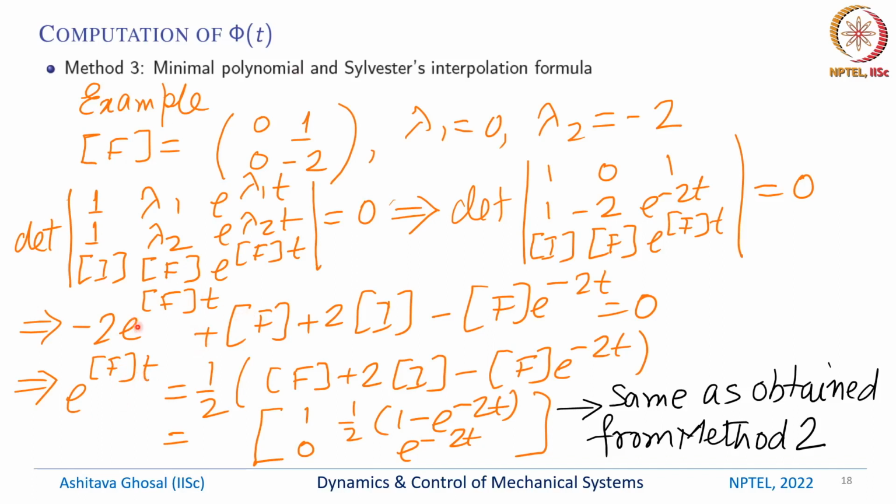So we can take e to the power ft outside and put everything on the other side. We will get half into F plus 2I minus F into e to the power minus 2t. And this, if you substitute what is F, then you can obtain 1, 0. The 1, 2 element is half into 1 minus e to the power minus 2t, and the 2, 2 element is e to the power minus 2t. So this is the exponential of this given matrix. And you can see and compare yourself that this is the same as obtained from method 2.